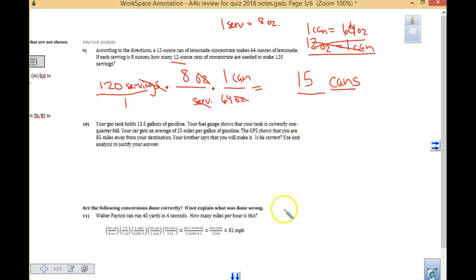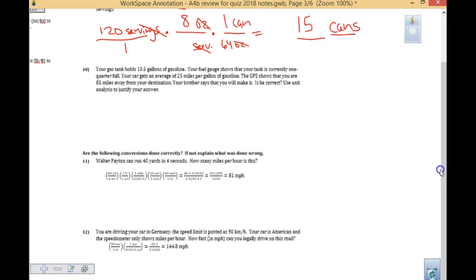If we take a look at number 11, they say he made a mistake. One of the conversions was done wrong. Are the following conversions done correctly? If not, explain. So he runs 40 yards in 4 seconds. And if we are looking at that, it asks how many miles per hour?